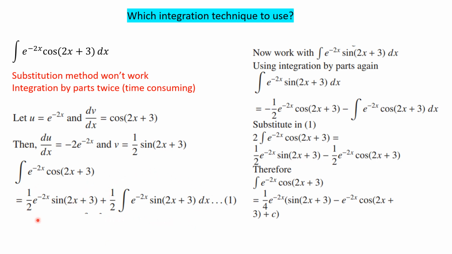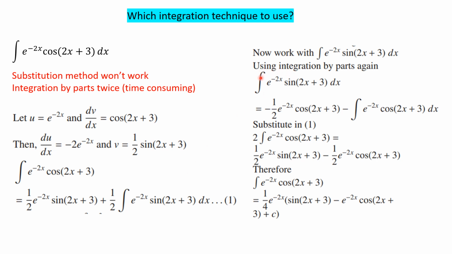So this term is fine. And then for the second term, again, this is similar to the problem we had previously. You still got the product between exponential and trig, so you cannot integrate that directly. So now you need to use integration by parts one more time.